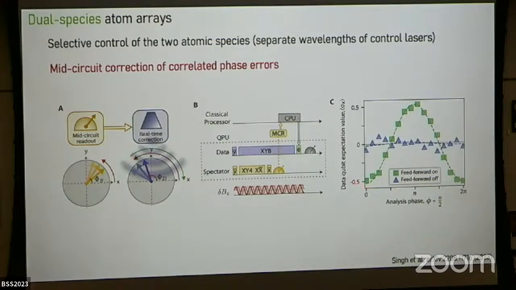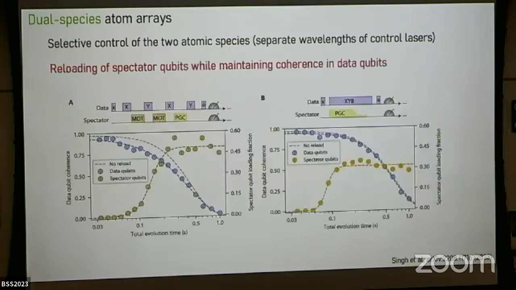And basically what you see is when you don't apply the feed forward, you don't see any feature in your data qubit. You're expecting to see oscillation, but when you turn on the feed forward, instead you recover the coherence of your data qubits. So in this case, they do midcircuit readout, but they also show how you can apply this to recover some coherence for a specific source of noise in your system. And finally, something very interesting that they did there.